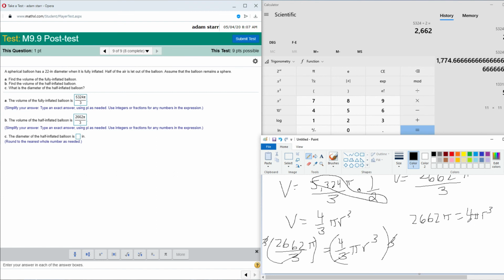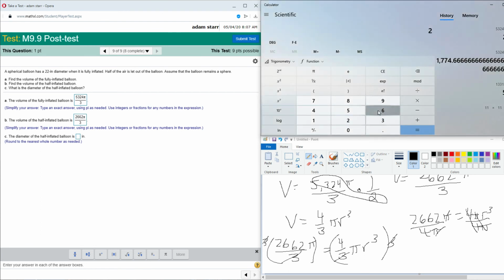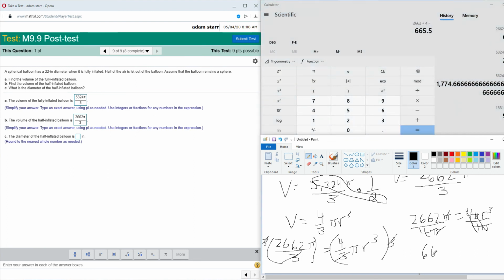I can divide now both sides by 4 pi. Here the pi's are going to cancel out. Here the 4 pi's will cancel out. So I really have 2,662 divided by 4, which is 665.5 equals r cubed. And now I need to find my radius. So to find r, it's getting cubed here, so I'm going to cube root it. Cube root on both sides.